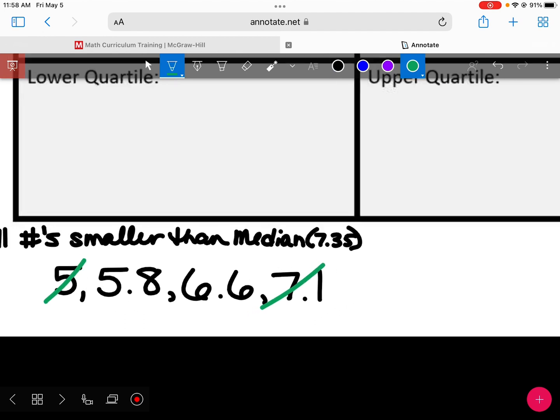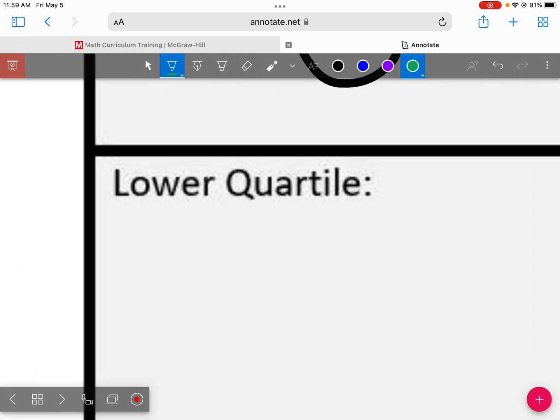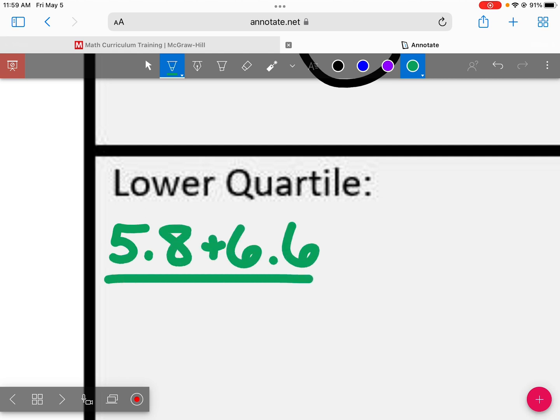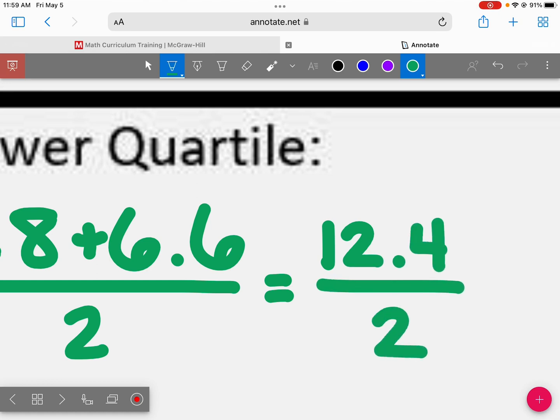Yeah, so I have two numbers in the middle here. And the median, the middle of that, is halfway in between those. So I treat it just like when there were two numbers in the middle for my median. I have to add those together, 5.8 plus 6.6, and I divide it by 2. Whenever there's two numbers in the middle, we add them together and divide by 2. So I think that's 12.4.